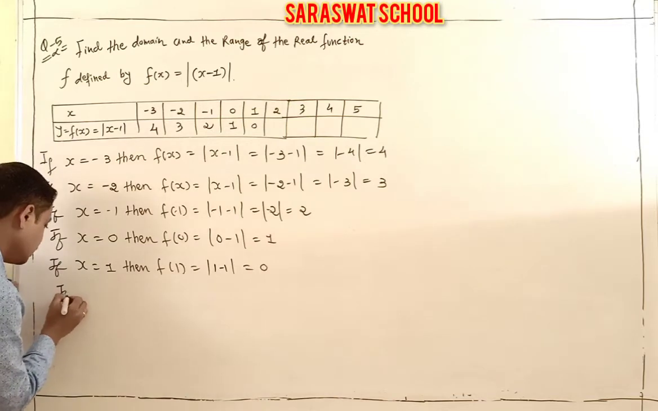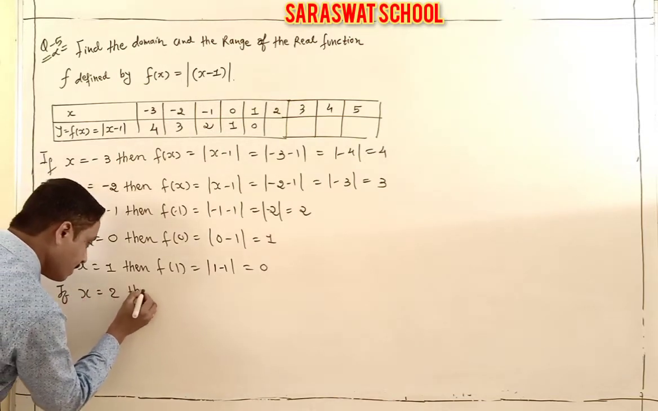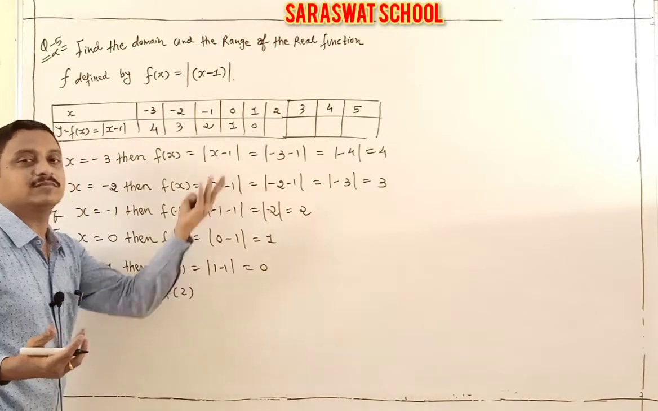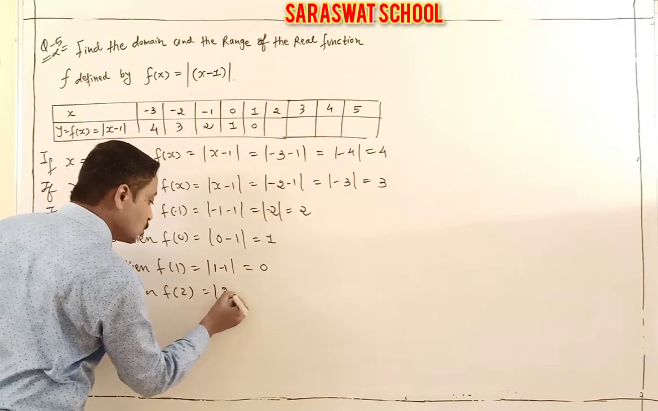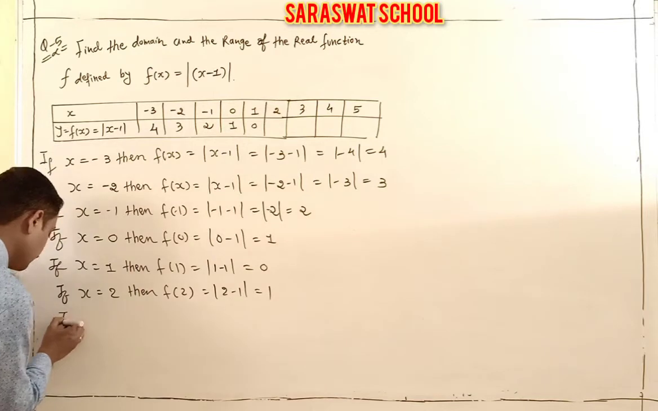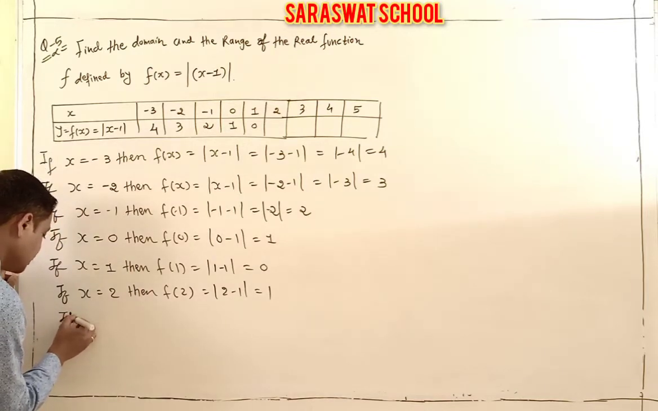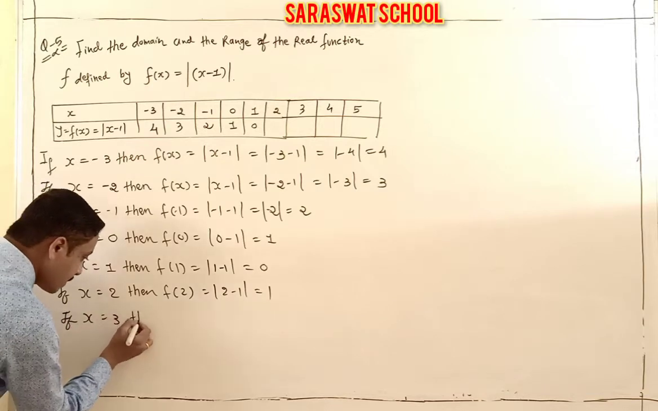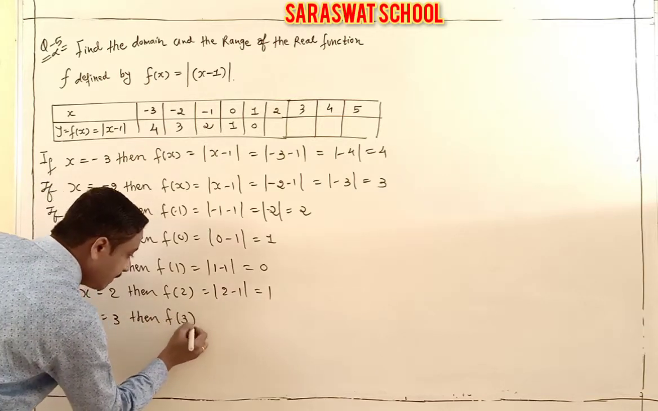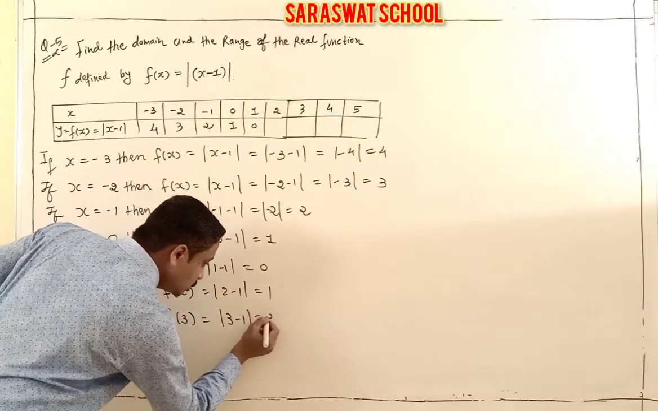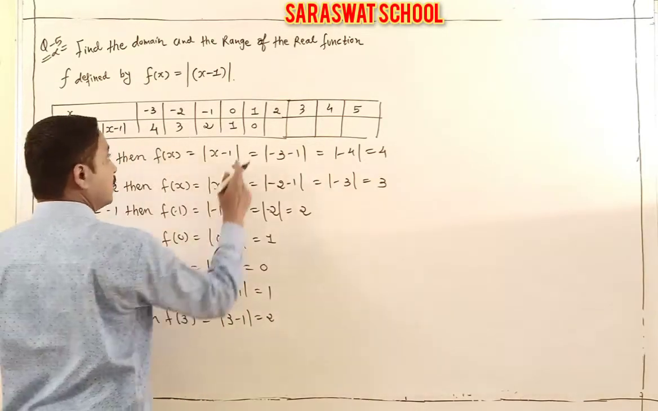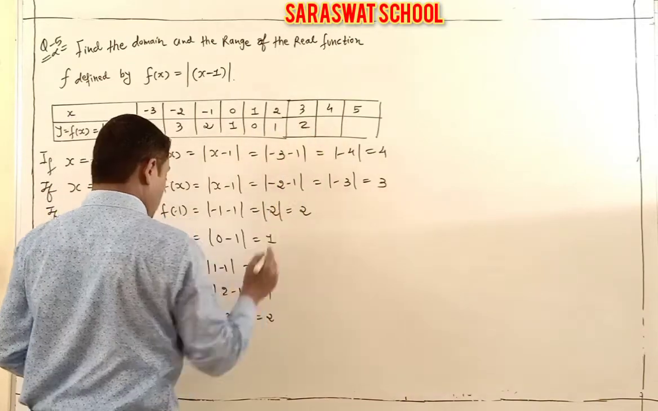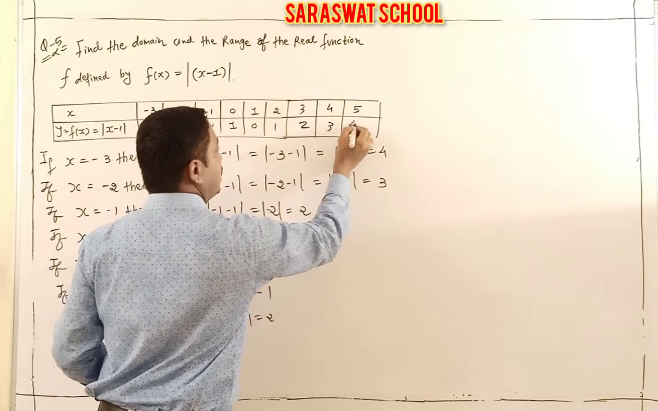Continue. If x is equal to 2, before plotting your graph, students, you must take some numbers in this table. 2 minus 1. Continue. If x is equal to 3, what is f(3)? 3 minus 1, 2. So your answer is here. 2 putting then 1, 3 putting then 2. If you put 4, then 3, then here 4.